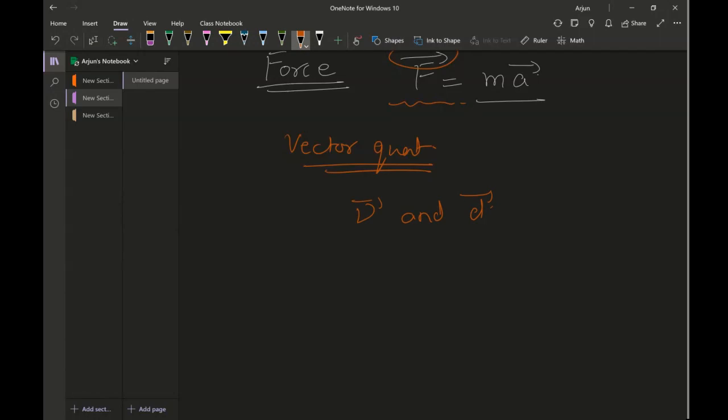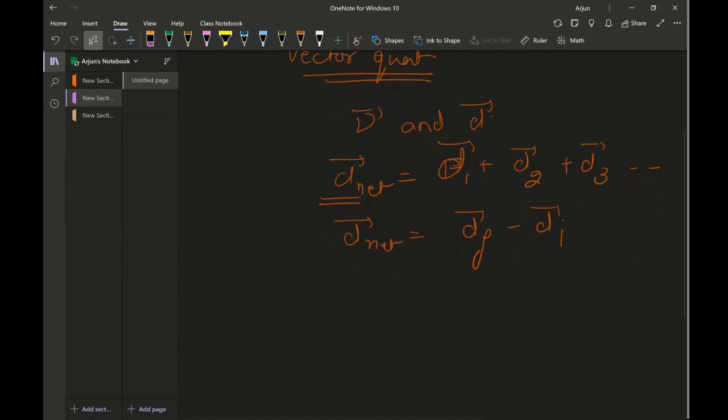So what we said about displacement: d net is equal to d1 plus d2 plus d3 and so on and so forth. Another formula for d net, the net displacement, was d final minus d initial. So what was the difference between these two formulas? If you are trying to measure the displacement between 2 points, then we will use this formula.